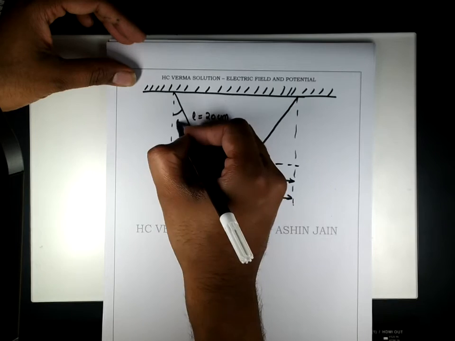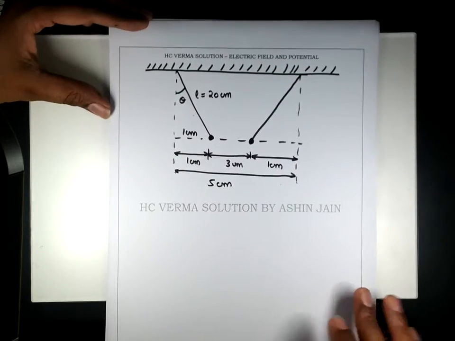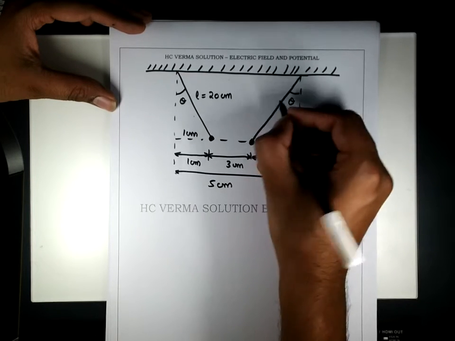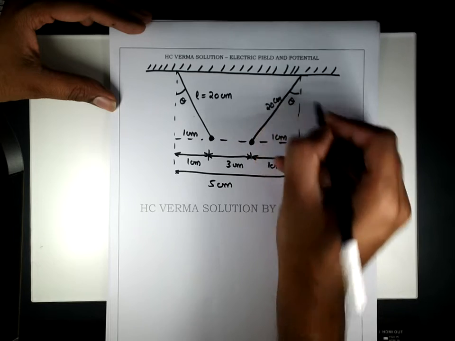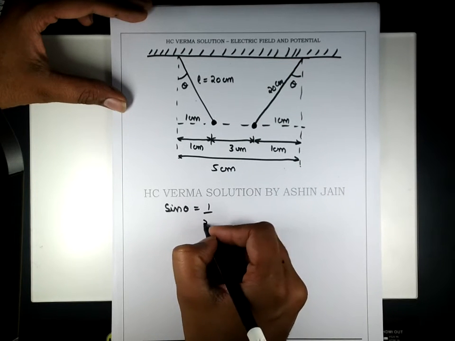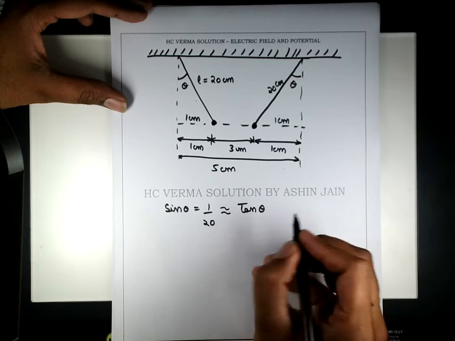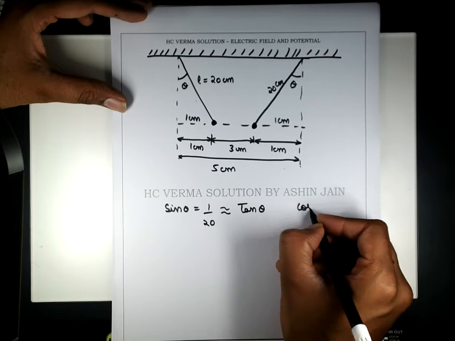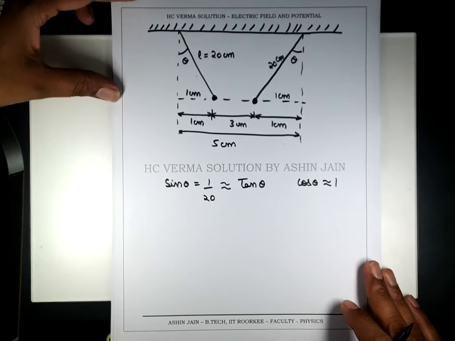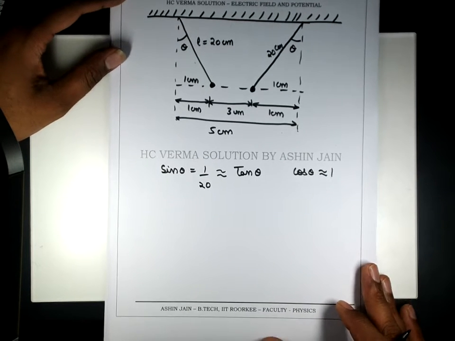Let's call this angle theta. This side is 1 cm, the above side is 20 cm. If this angle is theta, then with this side as 1 cm and this length as 20 cm, sin theta comes out to be equal to 1 by 20. Since sin theta is small, this can approximately be written as equivalent to tan theta, and cos theta can roughly be written as 1.